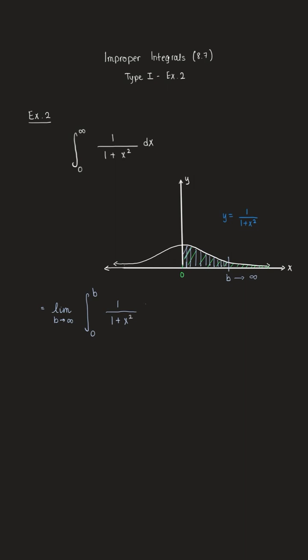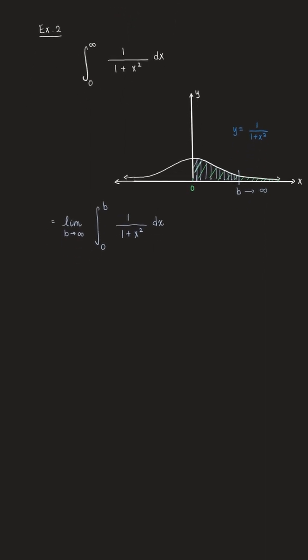So you might recognize the function in the integrand as the derivative of inverse tangent, which it is. So when we integrate here, we're going to still write the limit as b approaches infinity until we're ready to evaluate it at the very end. And this is going to be inverse tangent or arctangent evaluated from 0 to b. So applying the fundamental theorem of calculus, we'll write limit as b approaches infinity of tangent inverse of b minus tangent inverse of 0.